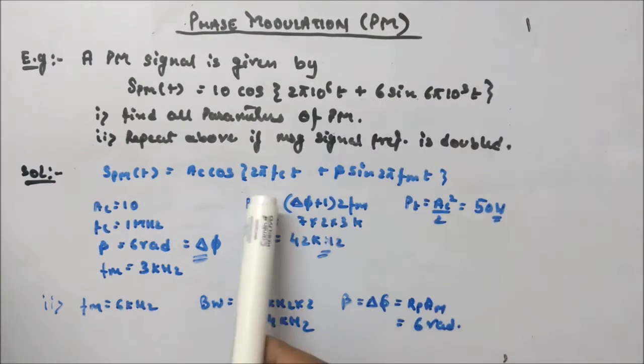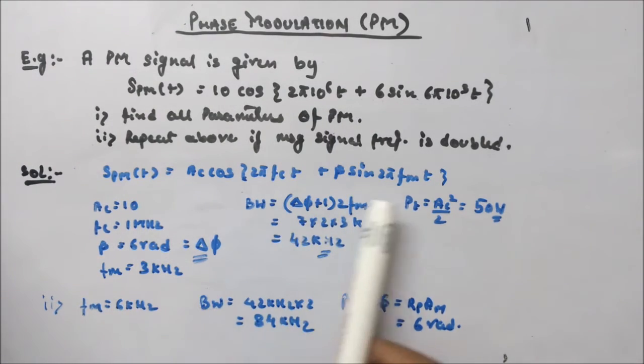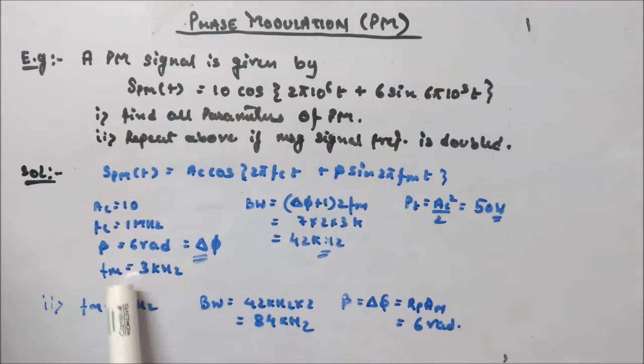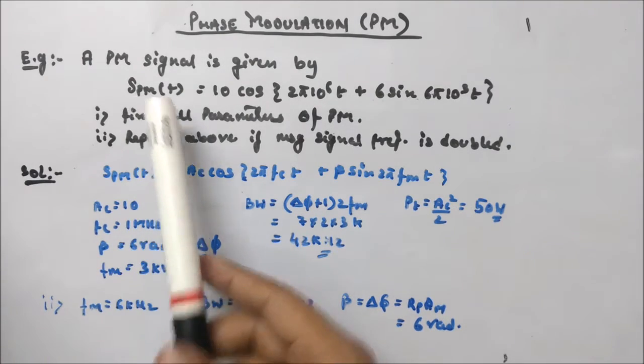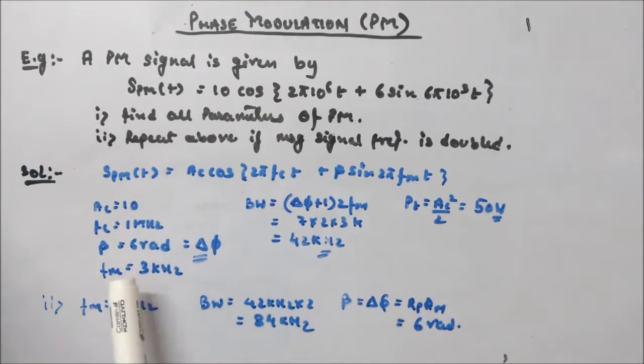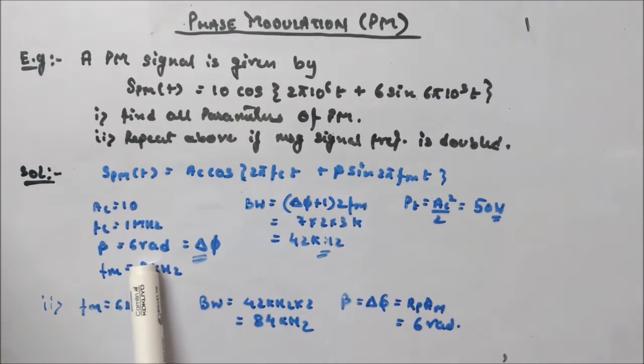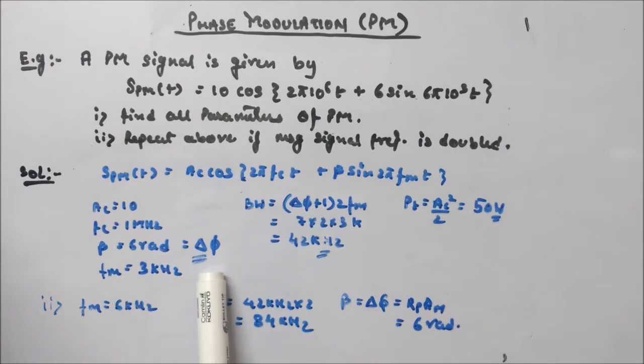Beta value of 6, f_c is 1 megahertz, f_m is 3 kilohertz, and A_c is 10. That is what I have represented here. Now in PM we know beta is equal to del phi, the maximum phase deviation, that is 6 radians. So this will be one answer.